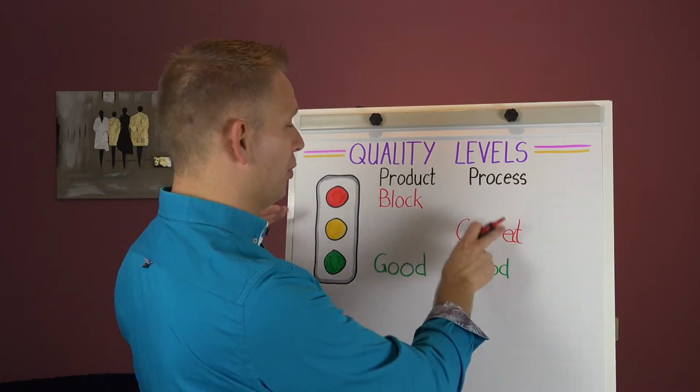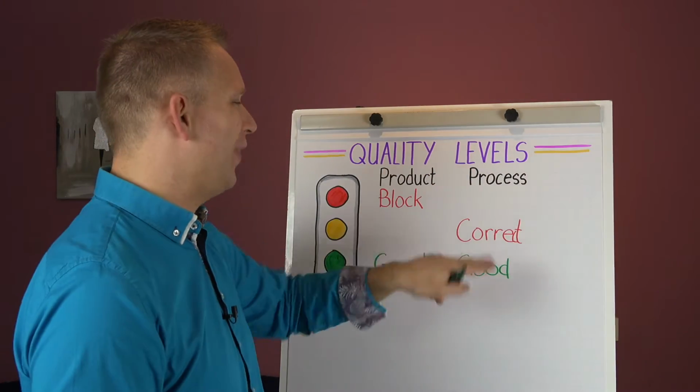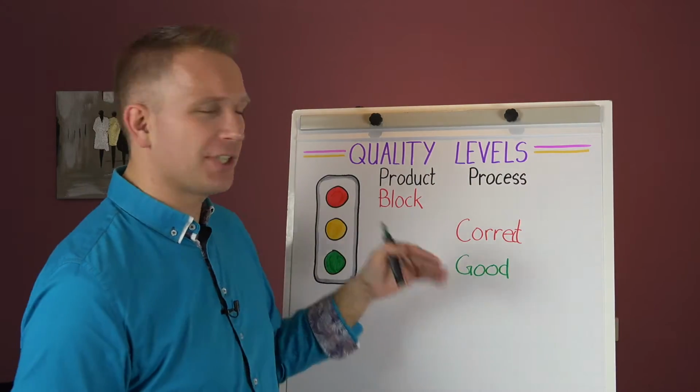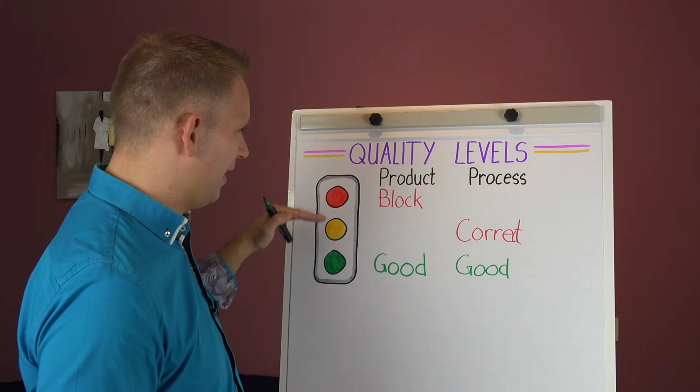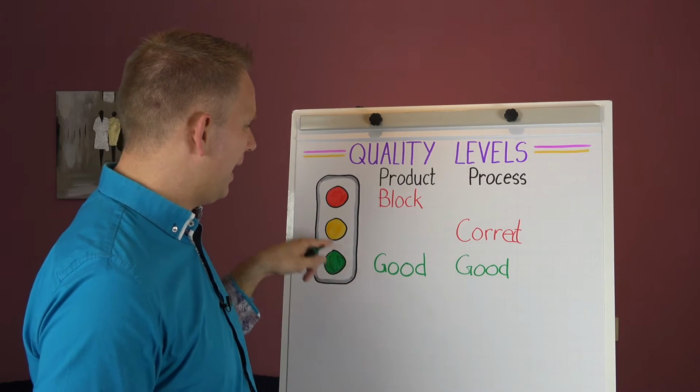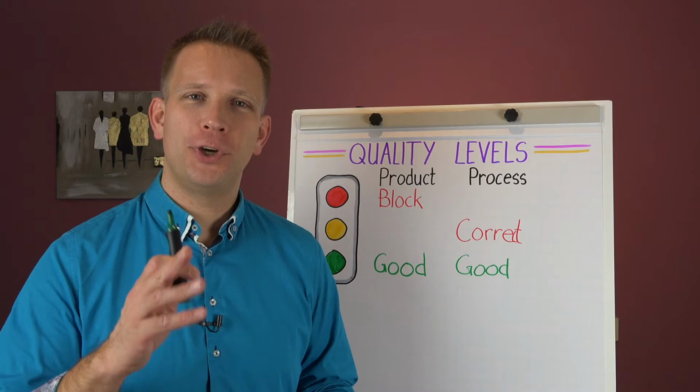I have to correct my own correction. Anyway, you need to correct the process. That is your warning level. But at that warning level, the product is still good.